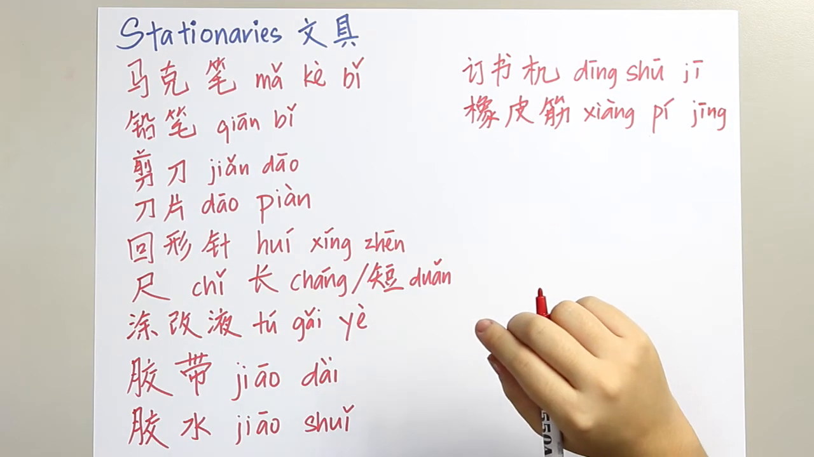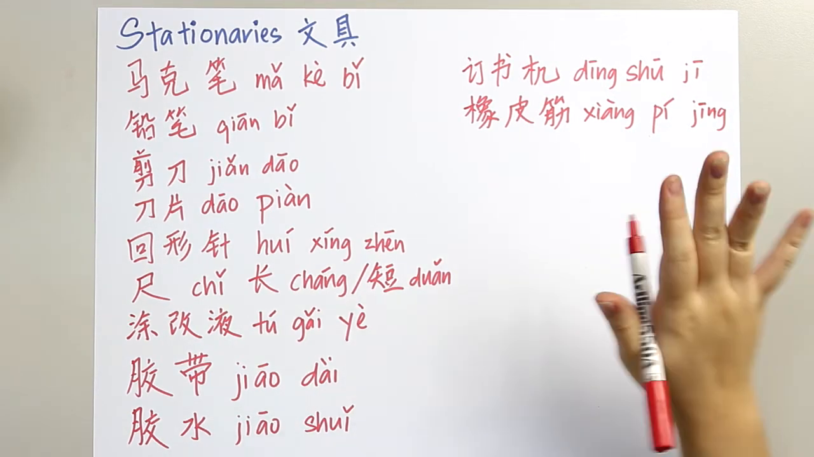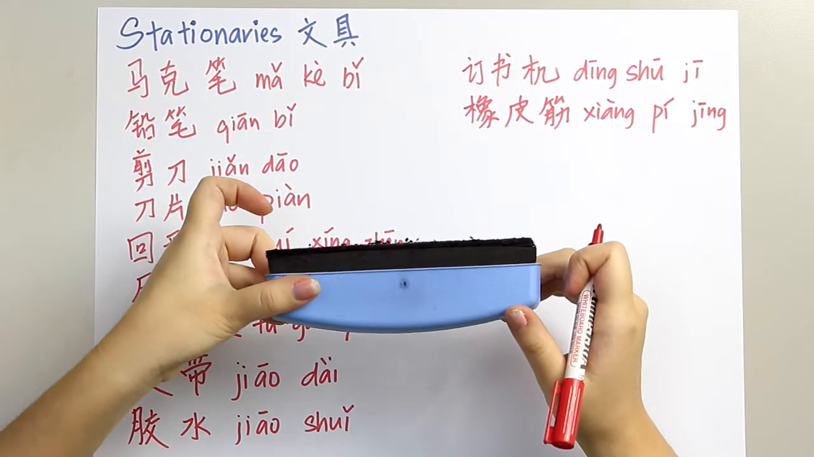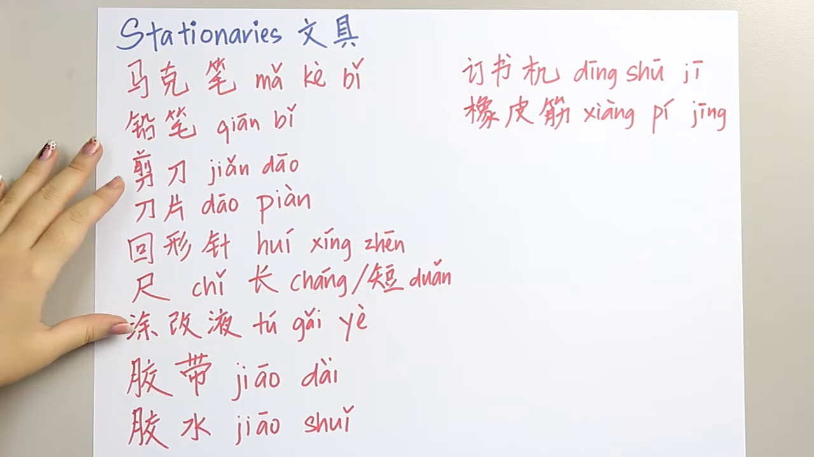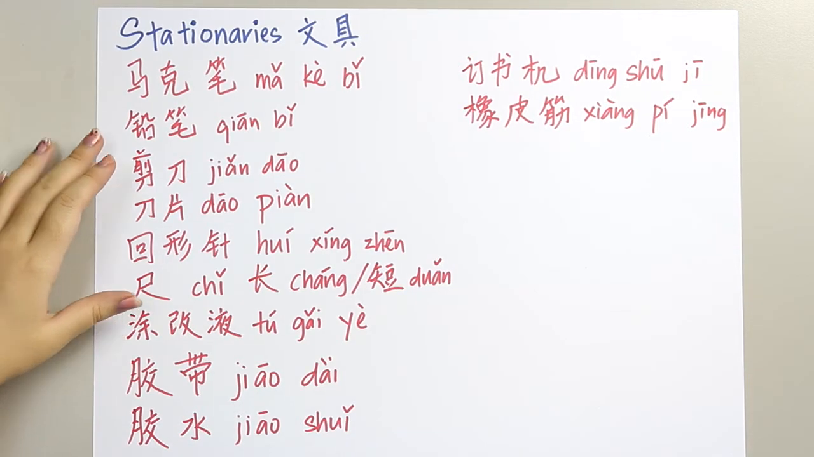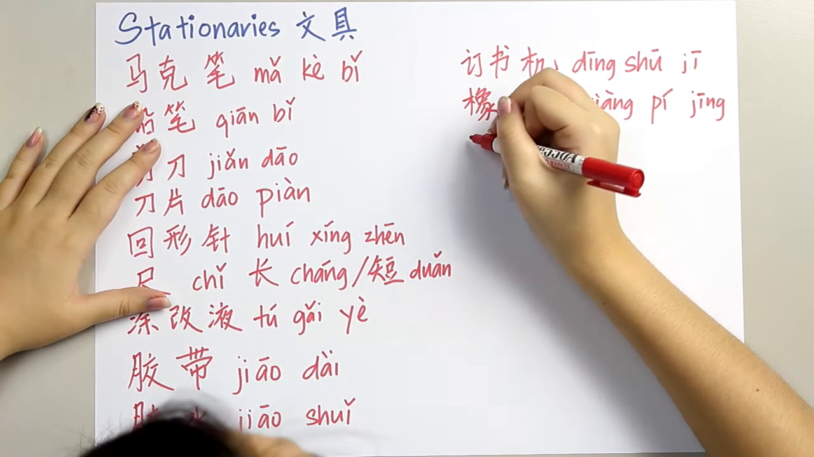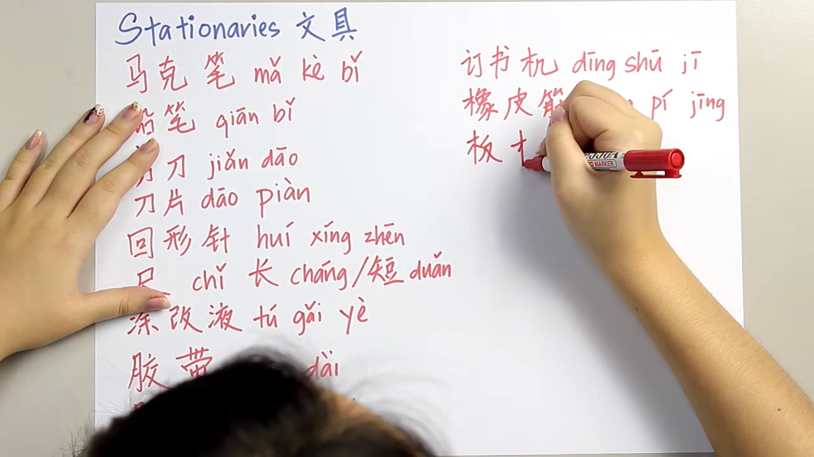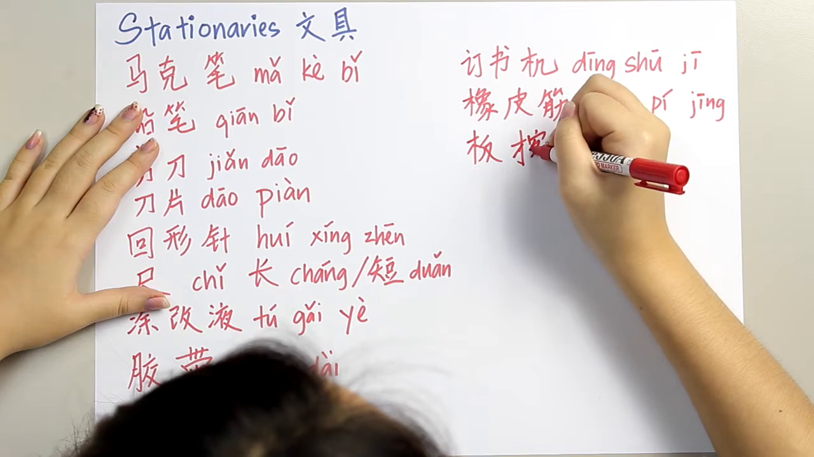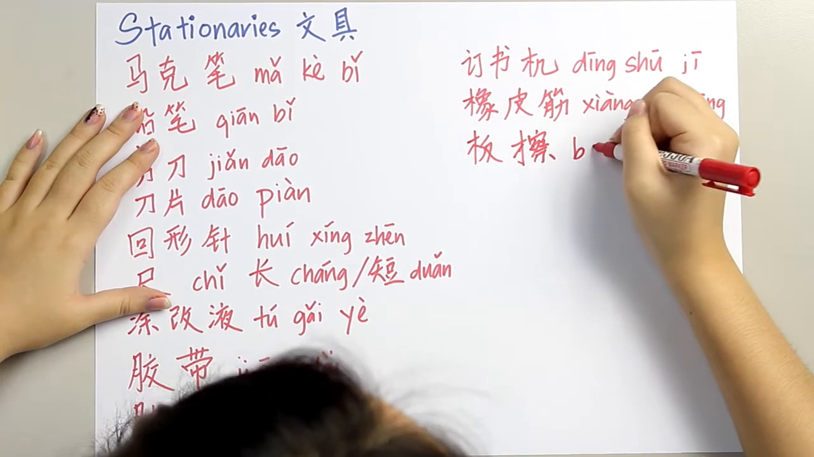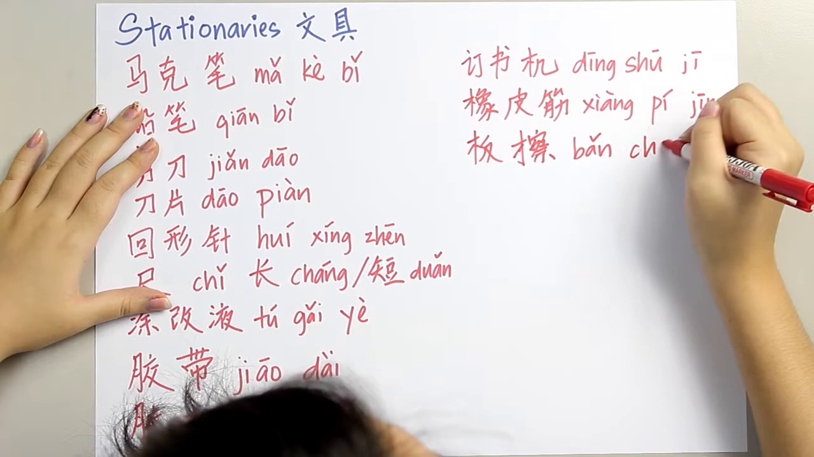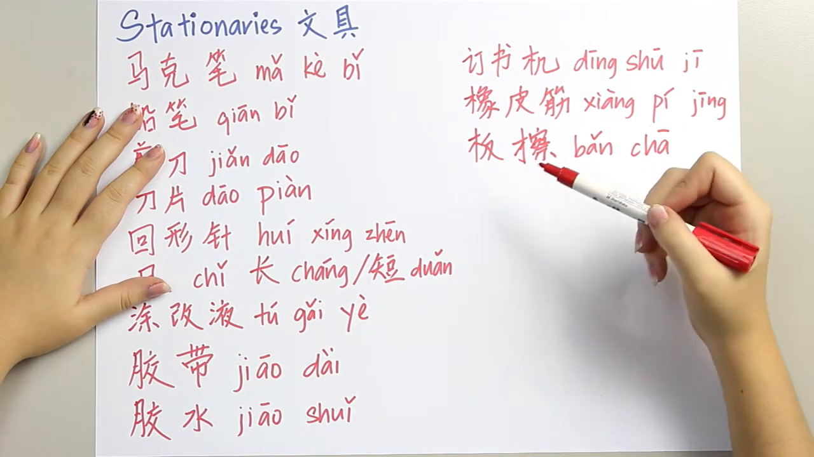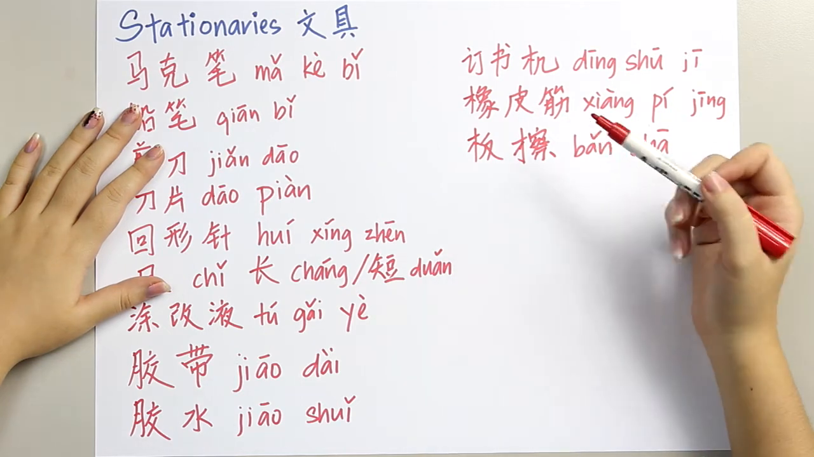Just now we talked about marker pen. So what if you want to rub off the marker pen ink? We use a duster. For duster, we can call it 板擦. Ban refers to the board, whereas cha means rub it off.